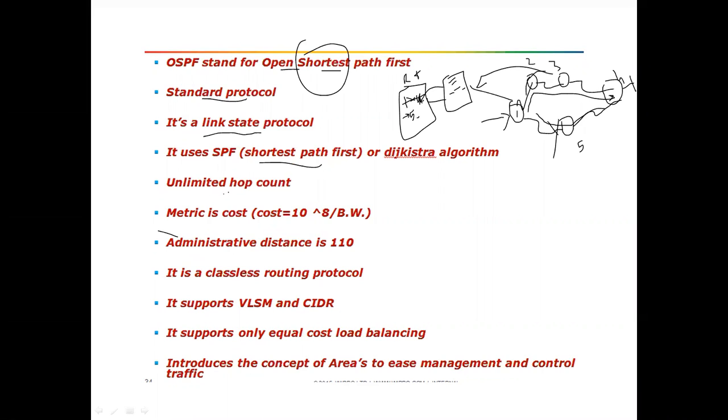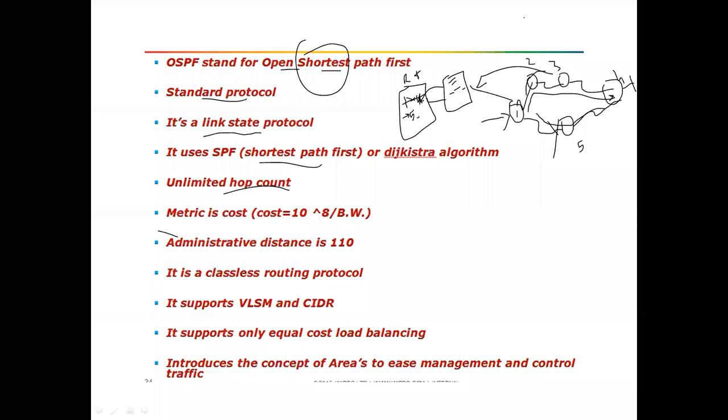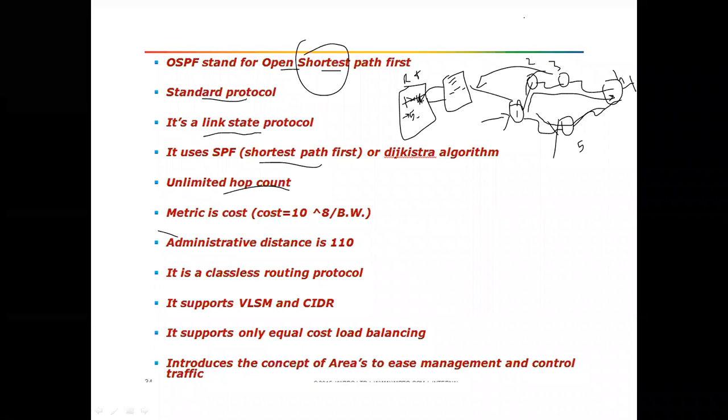Unlimited hop count. See, the best way to learn the routing protocols is by comparative study. After this we will do that comparative study, where you see what RIP does, what OSPF does, and what EIGRP does. If you have that table, it will be very useful, and you will remember it very clearly. So these are all interview related questions.